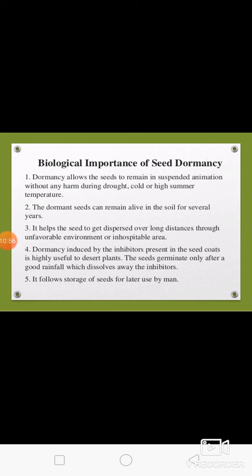Dormancy induced by the inhibitors present in the seed coat is highly useful to desert plants. The seeds germinate only after a good rainfall which dissolves away the inhibitors. It also allows storage of seeds for a later use by man.